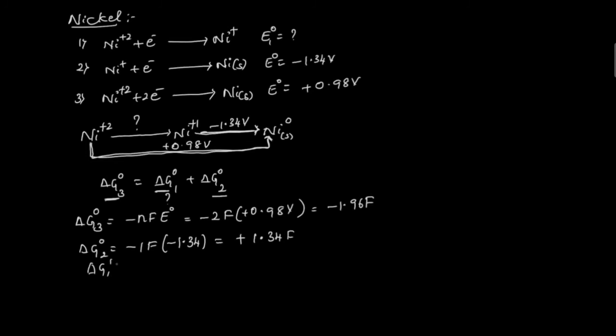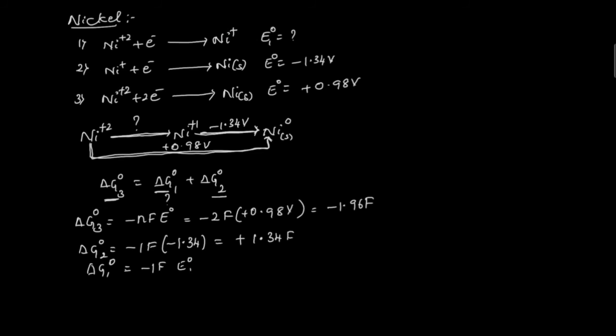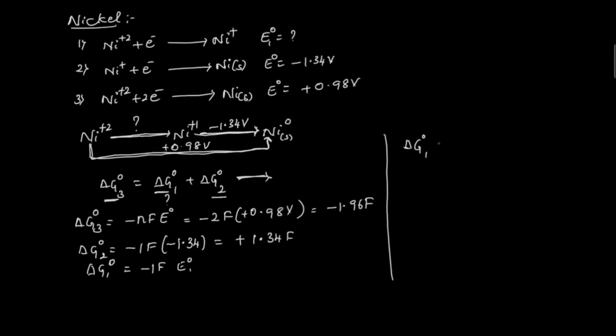So what is the delta G naught value for the first step? How many electrons are involved in the first step? That is nickel +2 to +1, only one electron, F, and the E naught value of the first step is unknown. To calculate this, we use this equation: delta G naught of the first reaction will be equal to delta G naught of the third minus delta G naught of the second reaction.